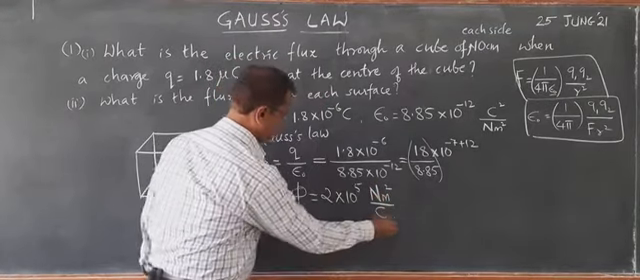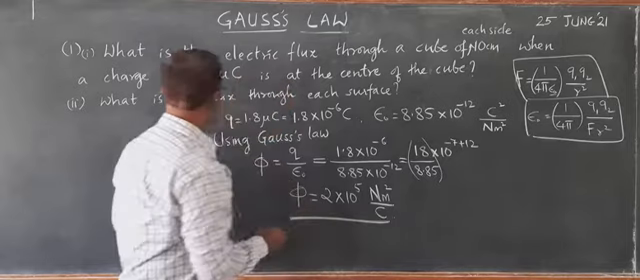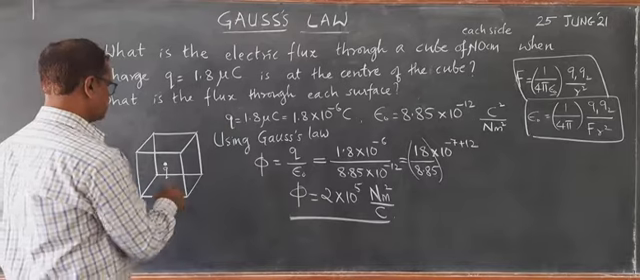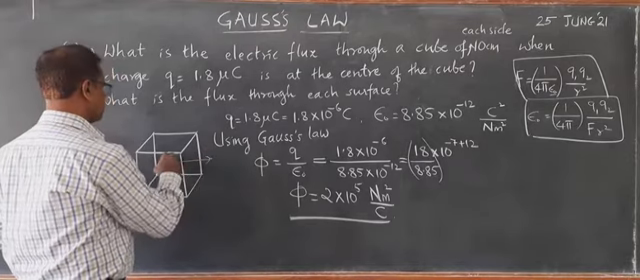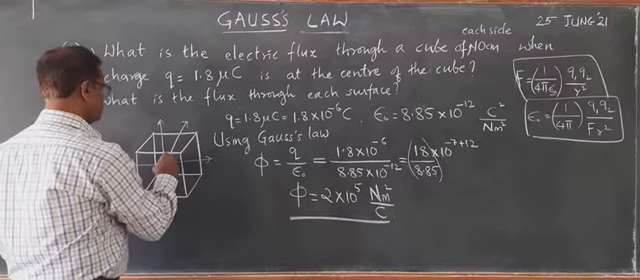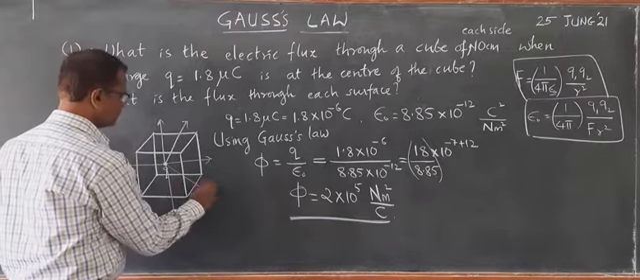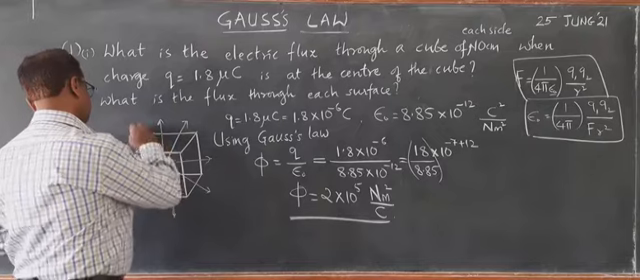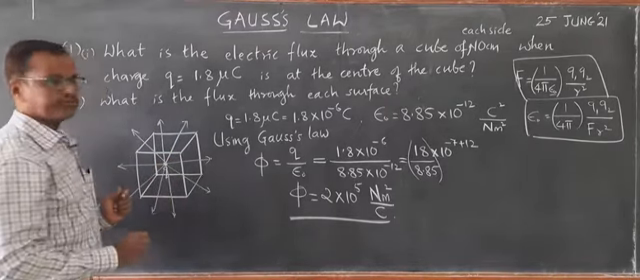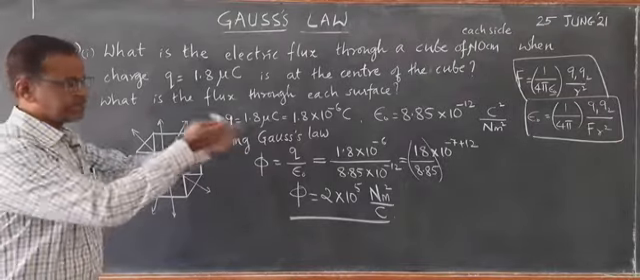So, this is the flux linking with the entire cubical surface. This is going to be outward flux, as we have drawn the electric field lines earlier. They are radial field lines, so definitely the electric field is a radial electric field. So, total electric flux can be calculated.